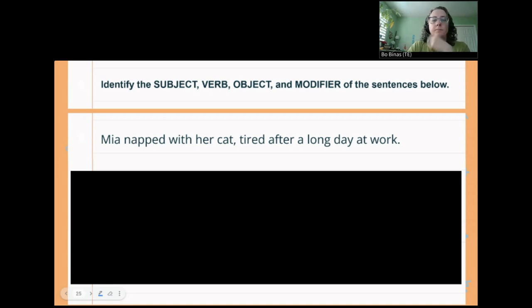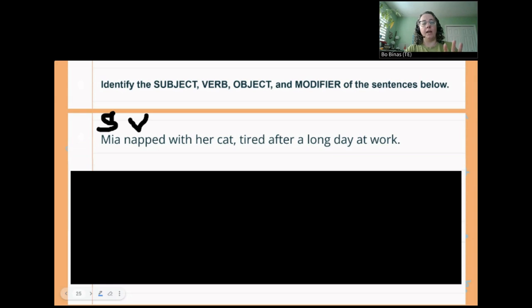Okay. So now we need to see, you already know. We're going to go through all the steps anyway, but you already know. So let's find our subject, verb, object. So what's our subject? Mia's our subject. That's right. Come on. It's so hard to draw with a mouse. There we go. Mia's our subject. So what's our verb? What's Mia doing? Napped. That's our verb.